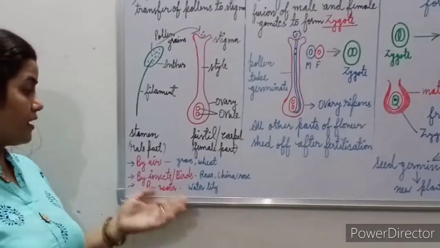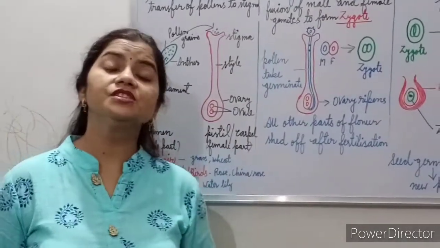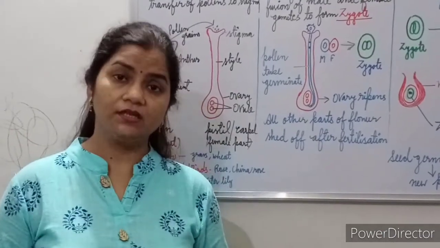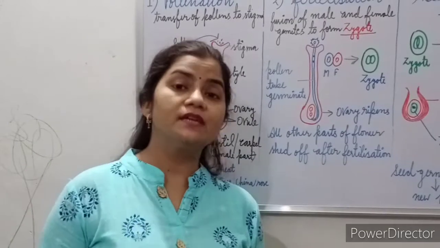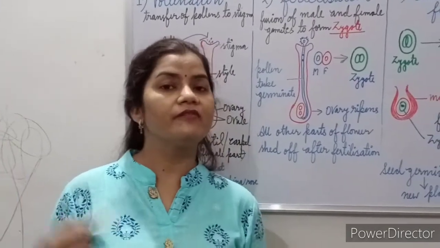In the same way, there are some plants in which this pollination is done with the help of insects, with the help of some birds. You have noticed that bees and butterflies sit on different flowers.